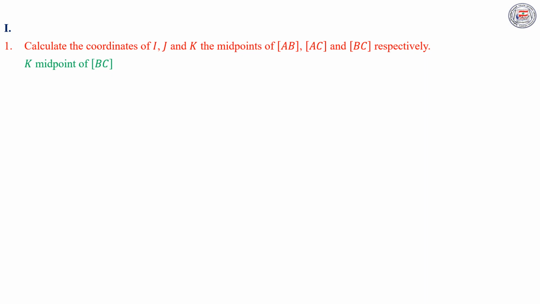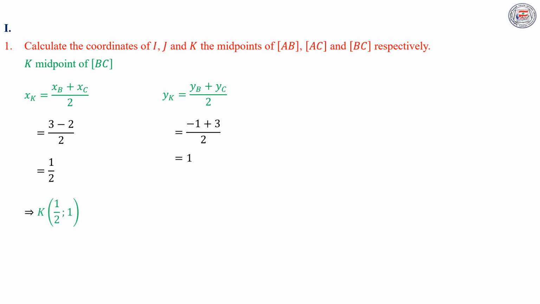K is the midpoint of BC, then xK equals (xB plus xC) over 2 equals (3 minus 2) over 2. Here also we put directly minus, since plus and minus give us minus. Then xK equals 1 over 2. And yK equals (yB plus yC) over 2 equals (minus 1 plus 3) over 2 equals 1. Then the coordinates of K are (1/2, 1).